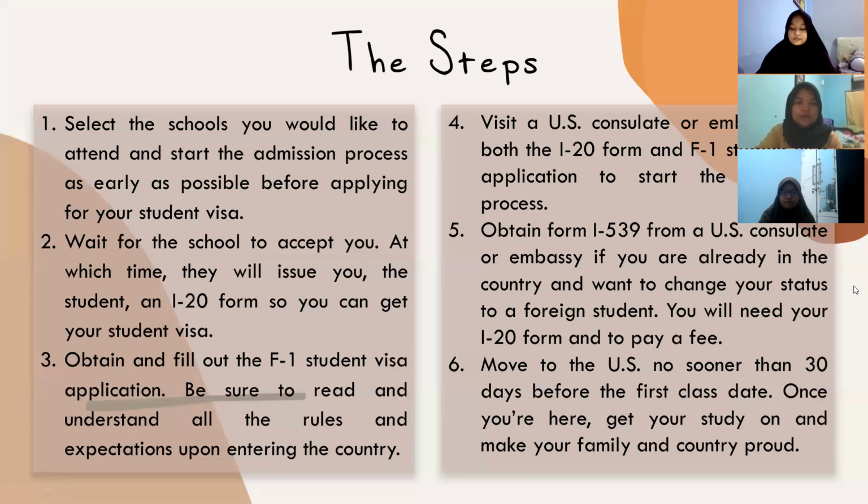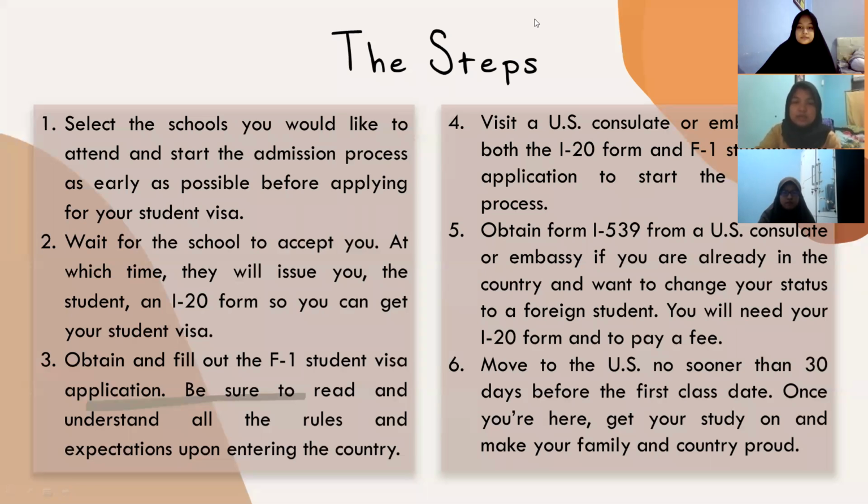Second, wait for the school to accept you, at which time they will issue you the student I-20 form so you can get your student visa. Third, obtain and fill out the F1 student visa application. Be sure to read and understand all the rules and expectations upon entering the country. Fourth, visit a U.S. consulate or embassy with both the I-20 form and F1 student visa application to start the approval process.